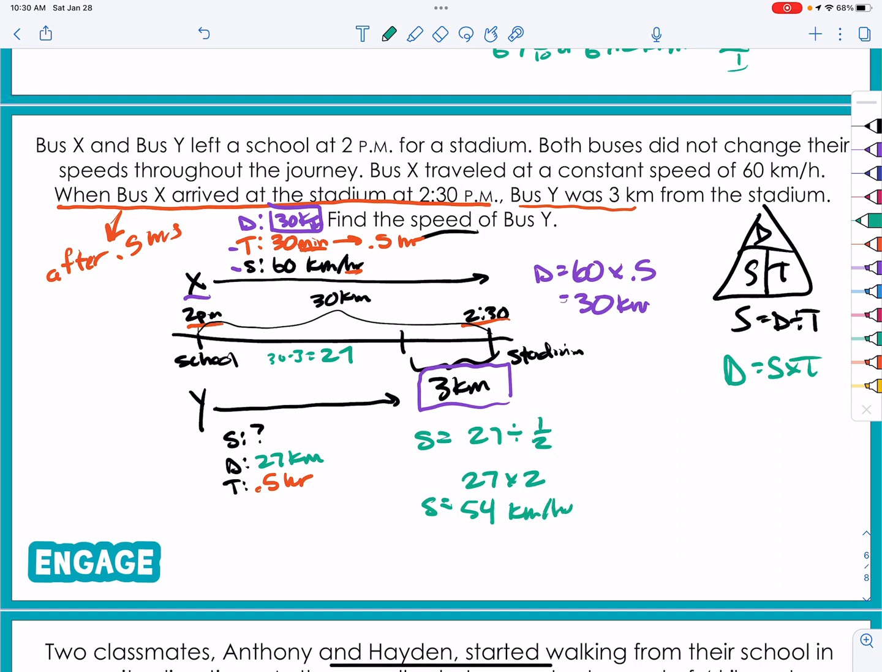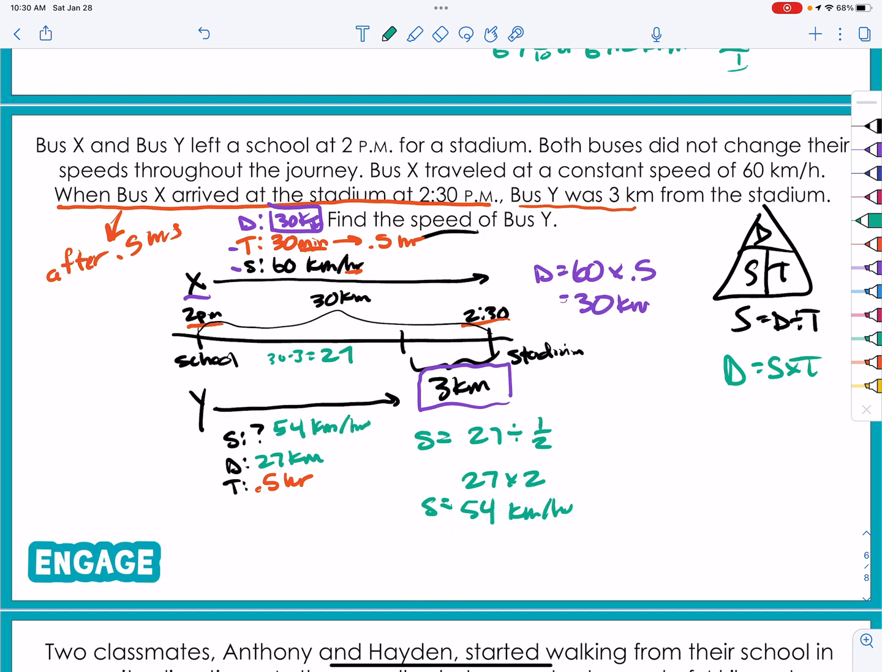Now, before I finalize this, I do want to quickly check and see, is this reasonable? Bus X made it the whole distance in the same amount of time. So that tells me Bus X had to be traveling faster because in the same amount of time, they traveled more distance. So they traveled 60 kilometers per hour on Bus X, Bus Y traveled 54. So it does seem to make sense that because Bus Y didn't drive as far, they had to be going slower. And so, yeah, check it out. We did get at least a reasonable answer.